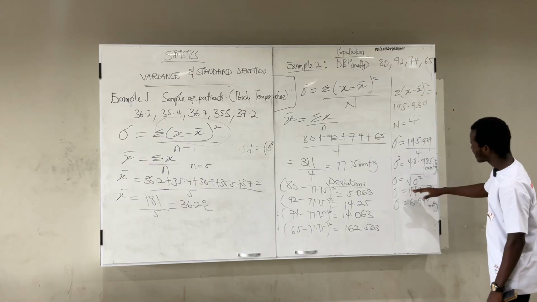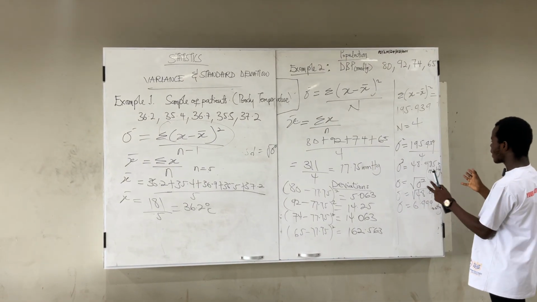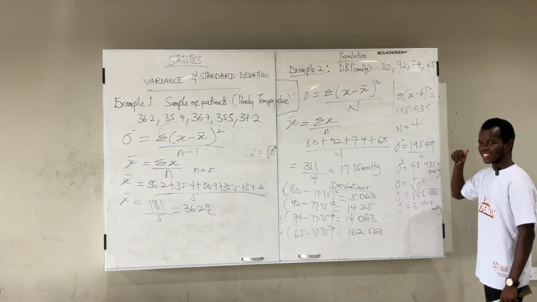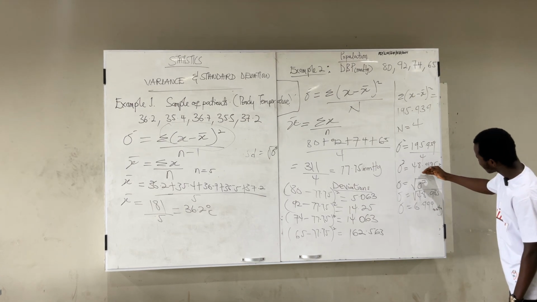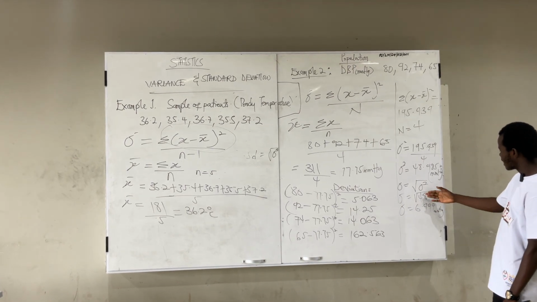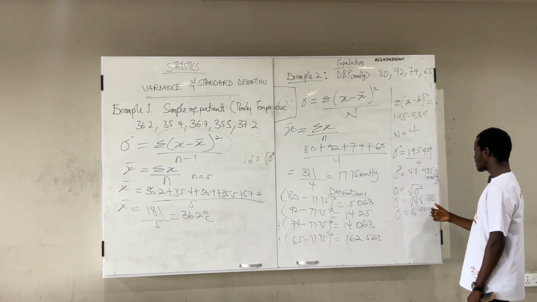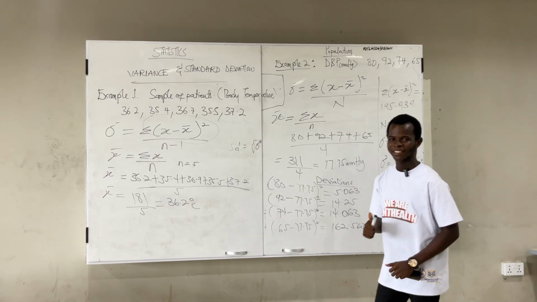And then you come to the standard deviation. For the standard deviation, you don't square it, but rather you take the square root of the variance. So the square root of the variance, the square root of 48.985, and then you get 6.99 millimeters of mercury.